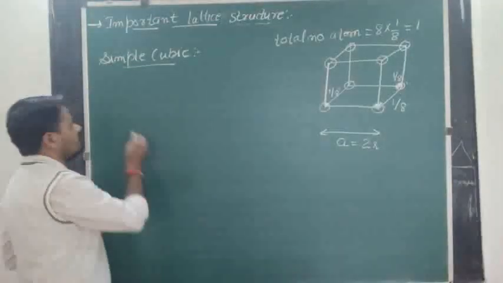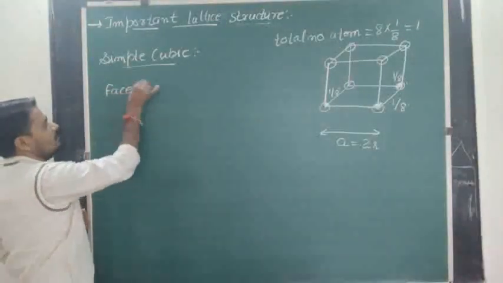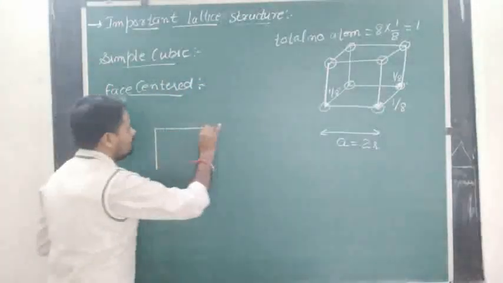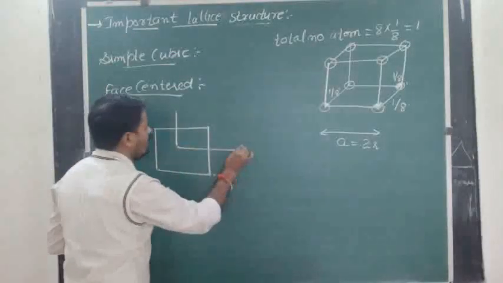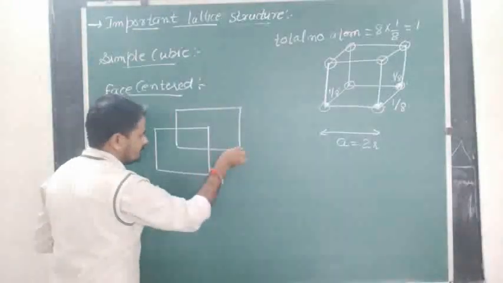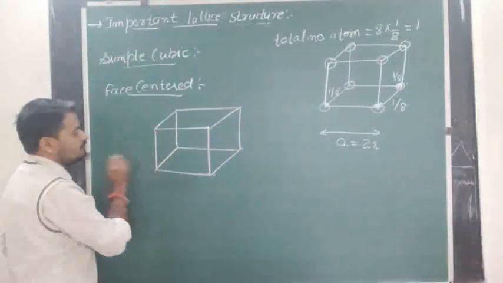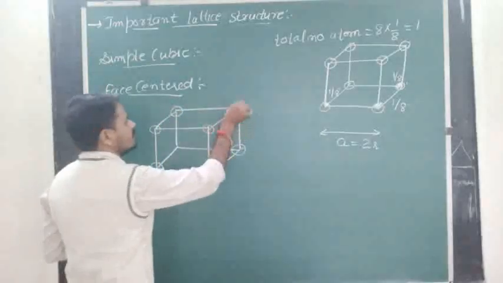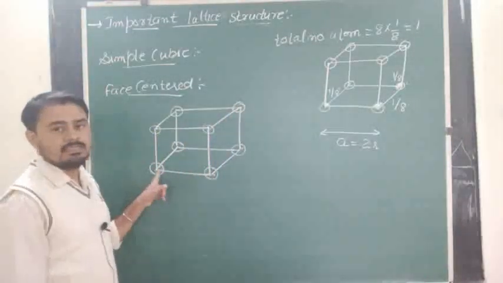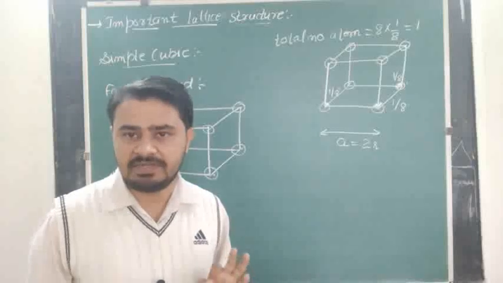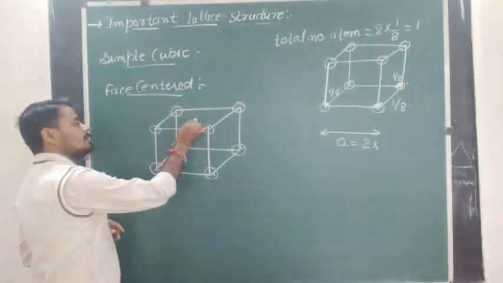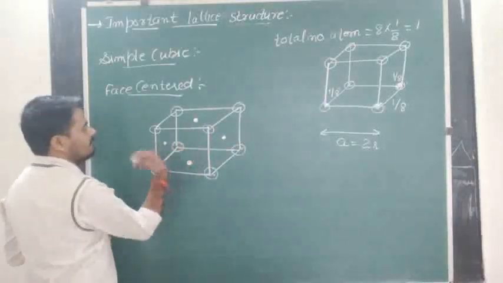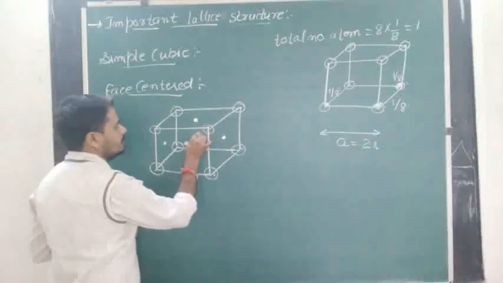Similar is the case for the face-centered cubic. In case of face-centered cubic lattice, there are atoms present at each corner as well as at the center of each face. 1, 2, 3, 4, 5, 6, 7 and 8. These are corner atoms in case of face-centered cubic lattice, as well as the atoms at the center of each face. At front, this one, and at behind, this atom.